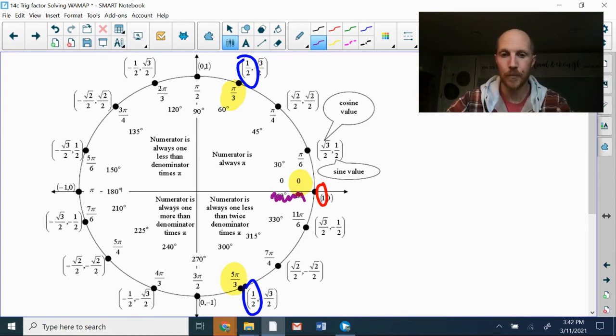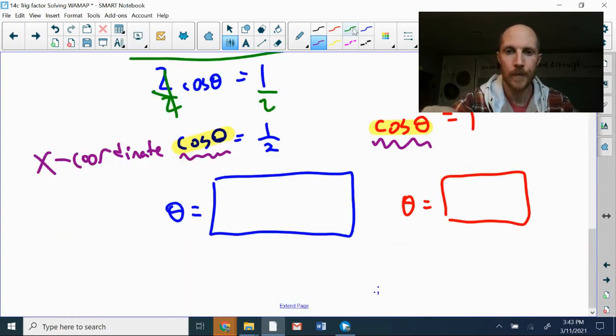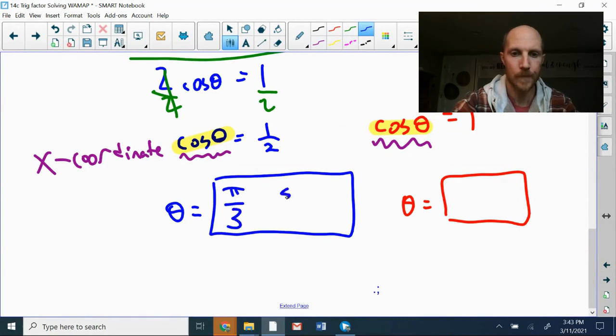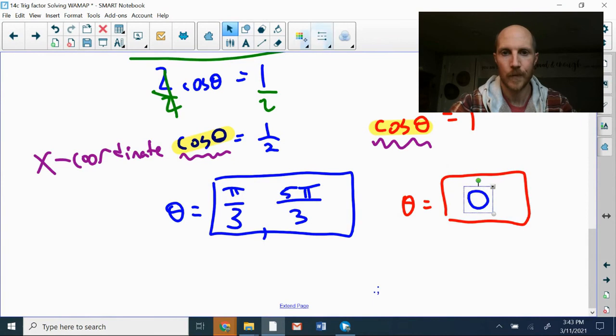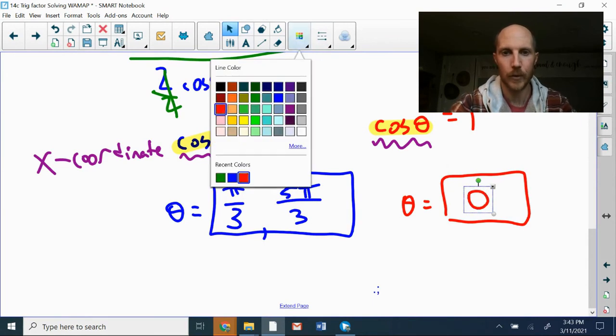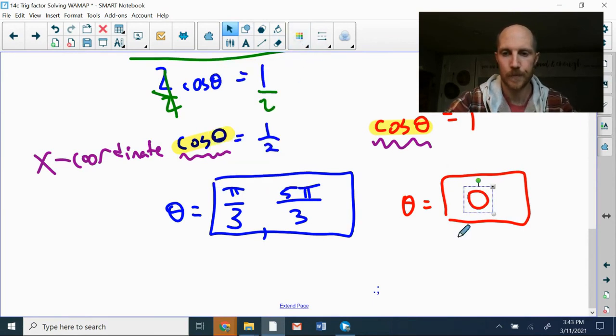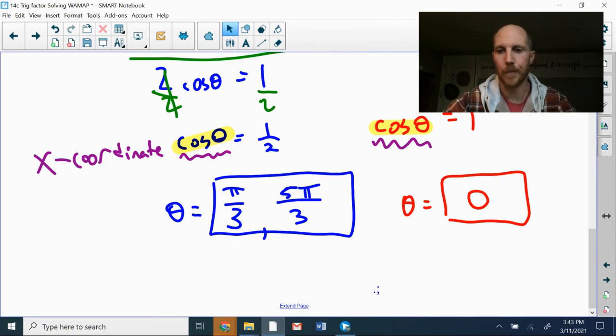So 0. Okay, so let's take those answers back and write them down. I got 0 radians for the red one, and pi over 3 and 5 pi over 3 for the blue one. Pi over 3, 5 pi over 3, and the red one was 0. So there you have it.